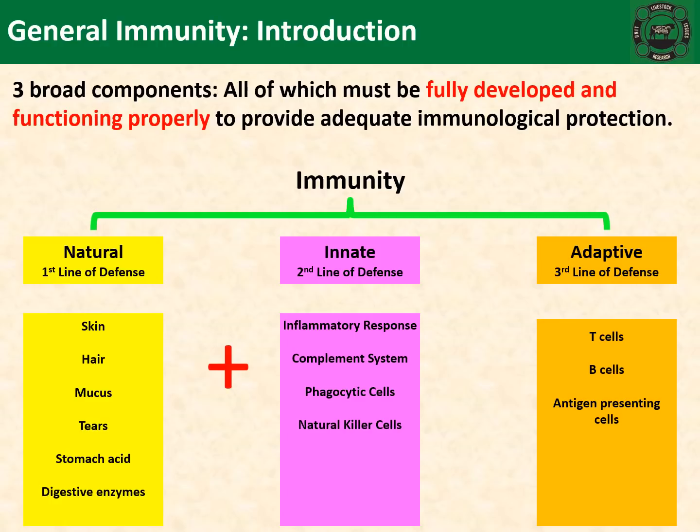While depicted as separate entities in this slide, natural immunity and innate immunity are often grouped together when we discuss the first line of defense of the body. Adaptive immunity, on the other hand, refers to specific cellular activity associated with T cells, B cells, and antigen-presenting cells. While each of these components of the immune system has its own specific role to play with regard to providing immunological protection, it's important that all three components must be fully developed and functioning properly to provide adequate immunological protection for the animal.